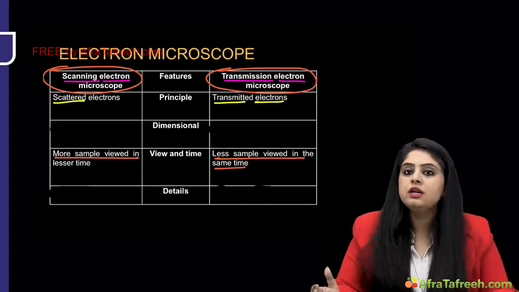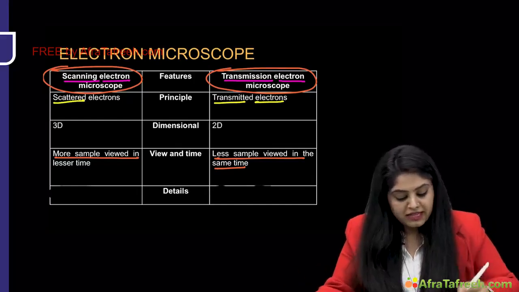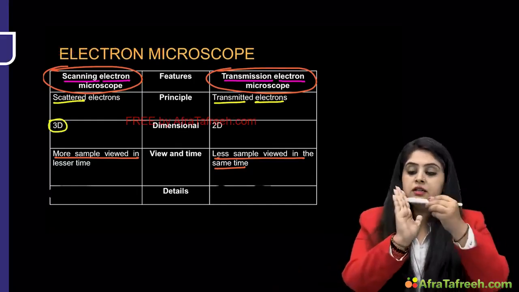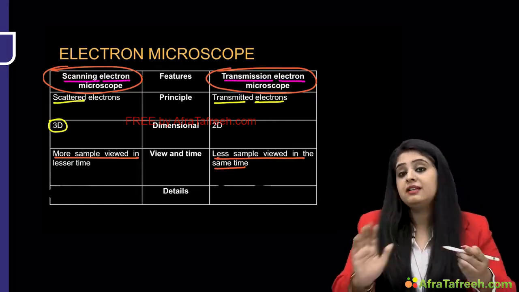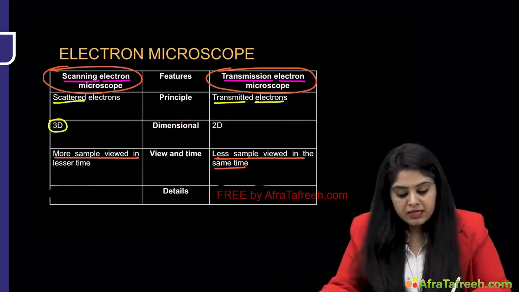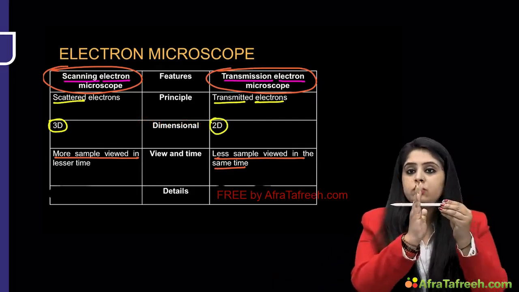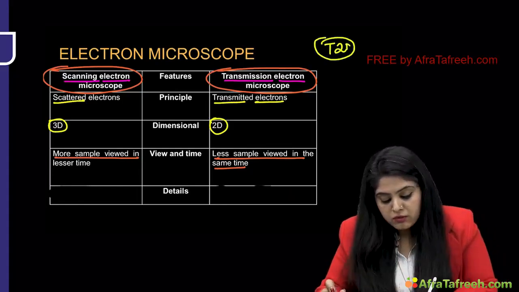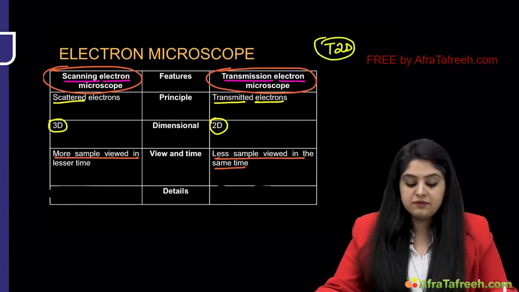For transmission, transmitted electrons. Now talking about the dimension, remember, scanning is going to give you a 3-dimensional view, because hit, run, the surface is being analyzed. The entire surface details are being analyzed. So this gives you a more 3D view. Transmission is more interested in what is happening inside, what is happening through and through. So transmission is going to give you a 2D view, whereas scanning is going to give you a 3D view.